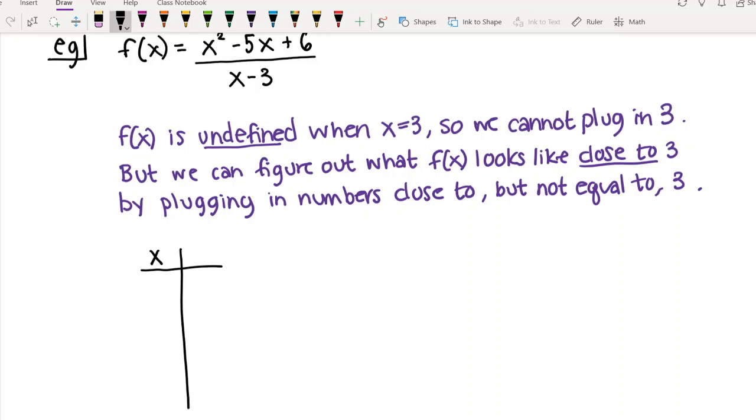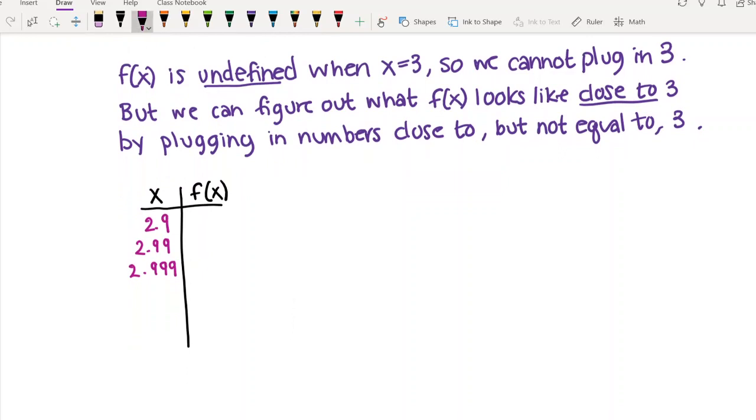Okay, so we have x, we have f of x. So we're going to plug in 2.9, 2.99, and 2.999. Those are all numbers that are just below 3, getting closer and closer to 3. Like 2.9 is a little further from 3, 2.99 is closer, 2.999 is even closer. And then I'm going to put 3 on the table just as a placeholder, even though we know that it's going to be undefined there. And then we can do just a little bit above 3, so 3.001, 3.01, and 3.1.